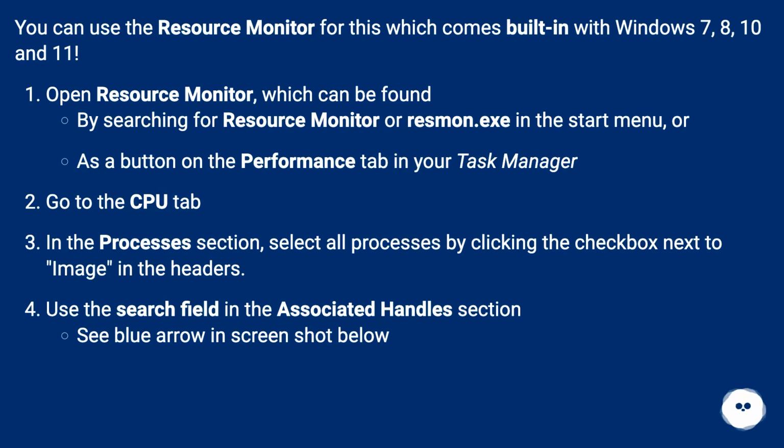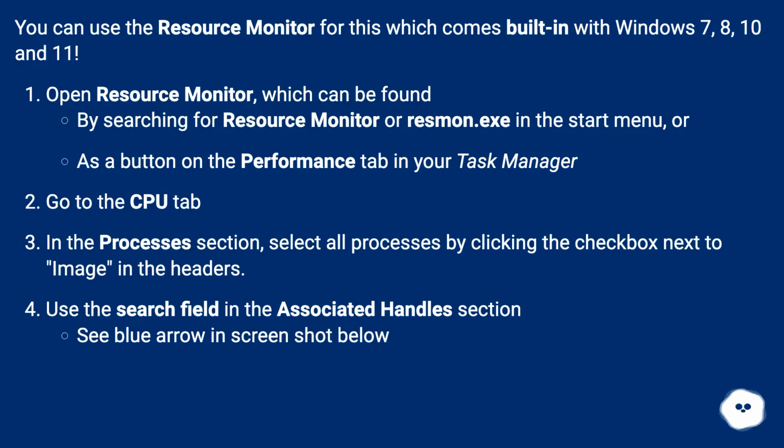You can use the Resource Monitor for this, which comes built in with Windows 7, 8, 10 and 11. Open Resource Monitor, which can be found by searching for Resource Monitor or resmon.exe in the Start menu, or as a button on the Performance tab in your Task Manager. Go to the CPU tab. In the Processes section, select all processes by clicking the checkbox next to Image in the headers.